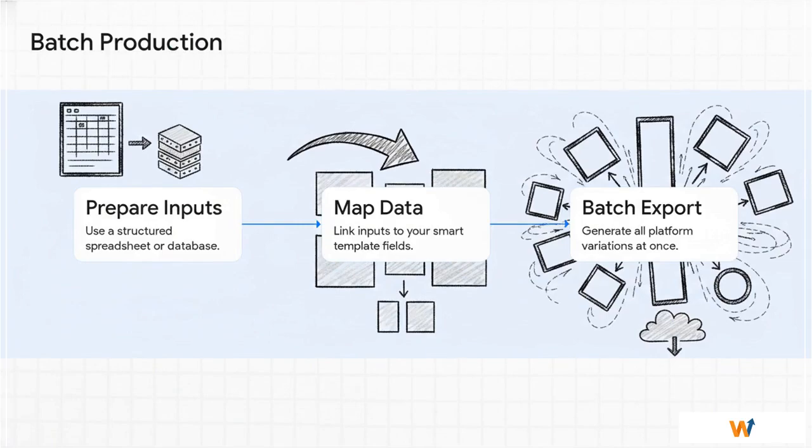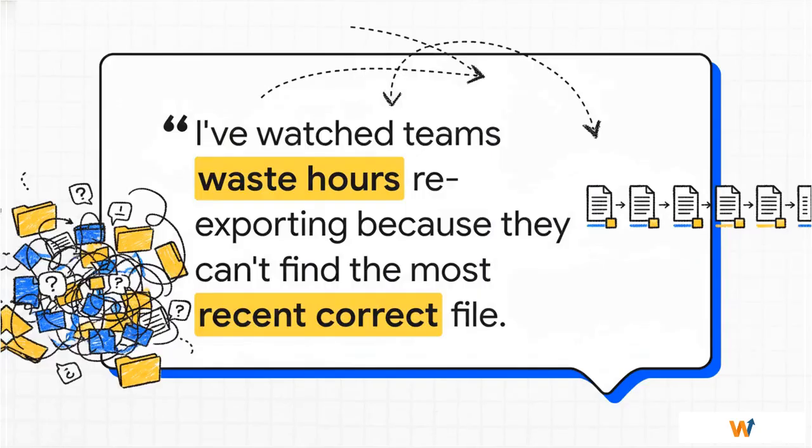You prepare your inputs in that source of truth spreadsheet we talked about. Then you map that data to your smart templates. And then, with one click, you batch export every single variation you need for every platform. The square post, the vertical story, the reel cover, all at once. It's done.